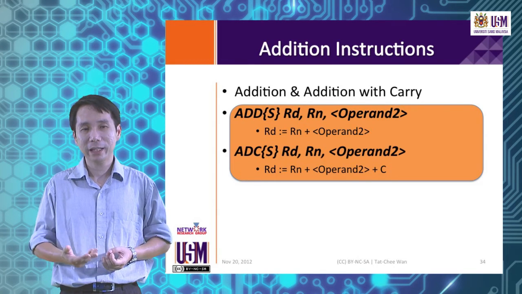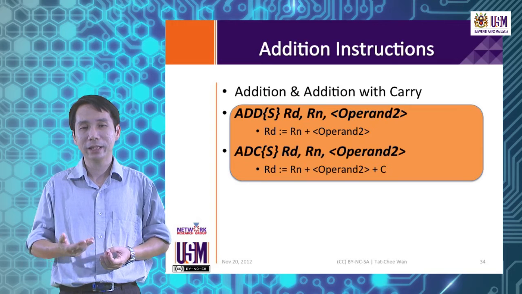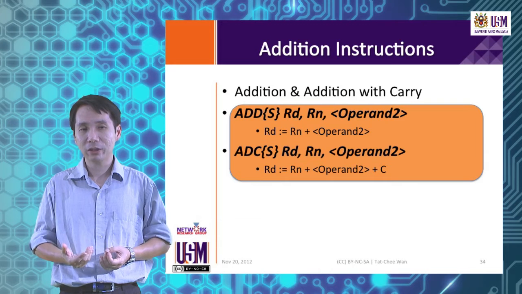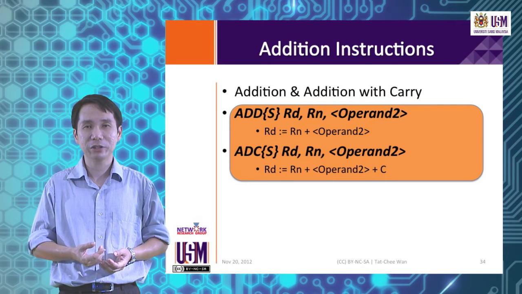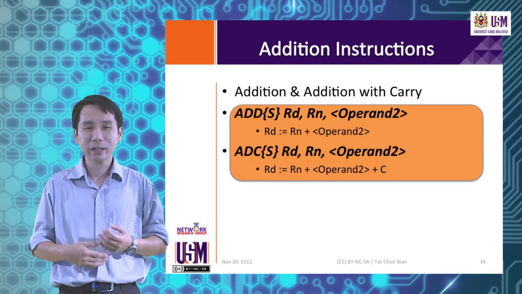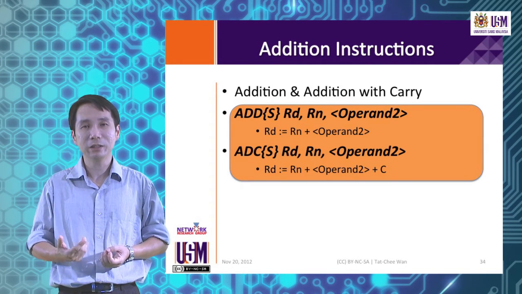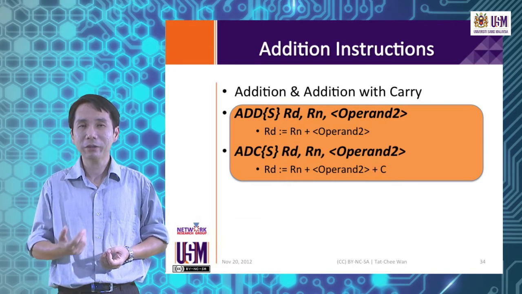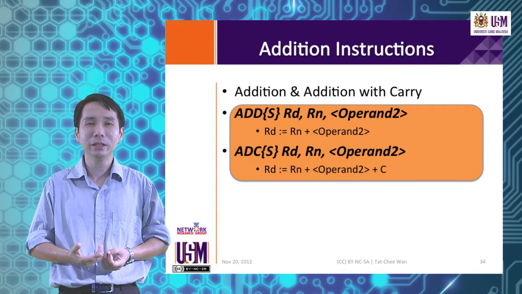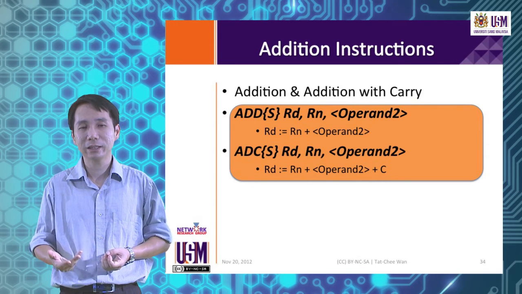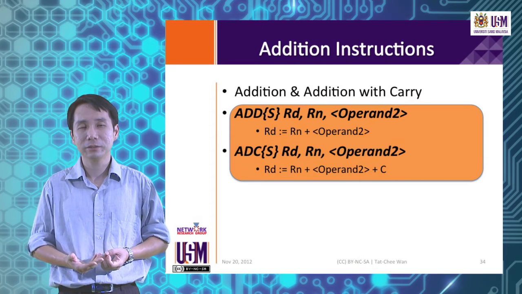The first instruction, ADD, will take the value in R sub n added with the expression of operand 2, and the result of it will be placed into destination register R sub d. The second version, add with carry, is similar except that the addition includes the value of the carry flag C. So if carry is 1, then the result will be incremented by 1 from the typical add result. If carry is 0, it is identical to ADD itself.